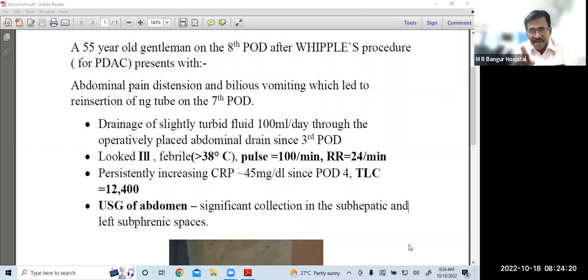Okay, Anish, if I come to pancreatic surgery, I have done a pancreaticoduodenectomy, I have done a distal pancreatectomy, I have done a median pancreatectomy, or I have done a simple enucleation. Out of these four scenarios, where do you expect the highest incidence of post-operative pancreatic fistula?